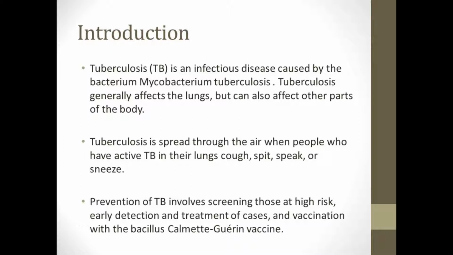Tuberculosis is spread through the air when people who have TB in their lung cough, spit, speak, and sneeze. Prevention of TB involves screening those at high risk, early detection and treatment of cases, and vaccination with the Bacillus Calmette-Guérin vaccine. This vaccine is for tuberculosis.